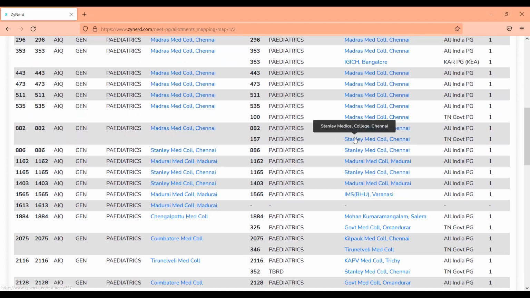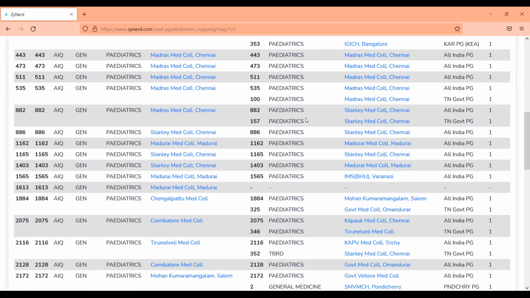So this candidate, who held a Stanley Medical College seat, has now moved on to a Madras Medical College seat in all India round 2, and it is highly likely that this candidate will pick up the seat and not leave the seat. So this may not be a vacancy. Further, all India mop-up is something that you can possibly see here. So this may also help.